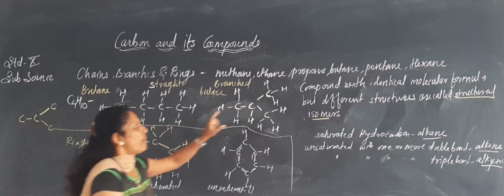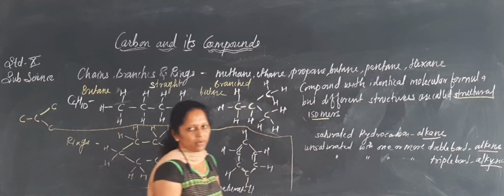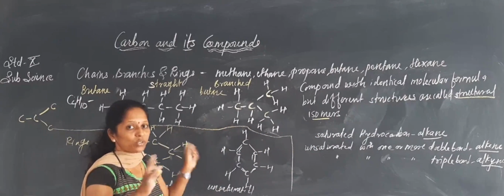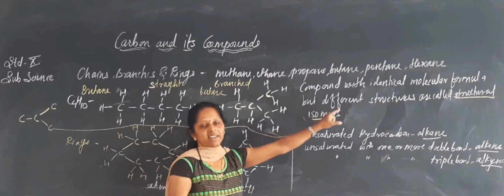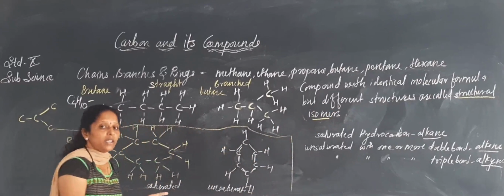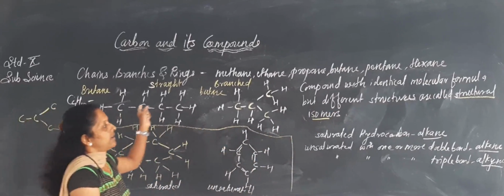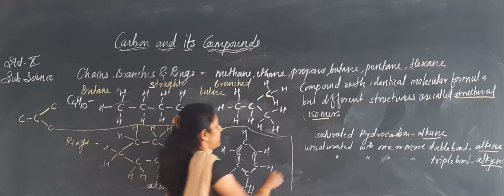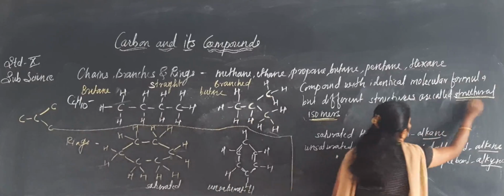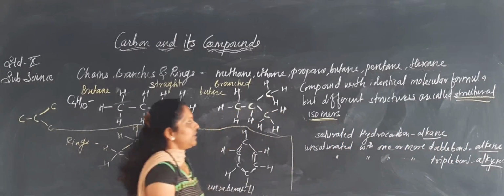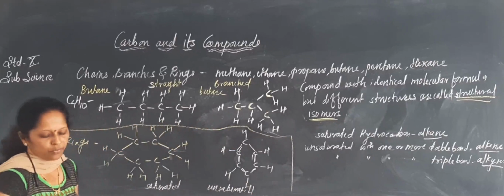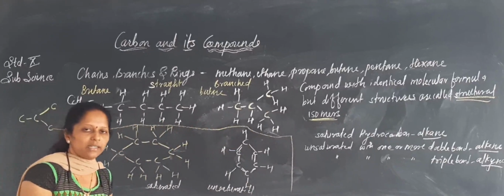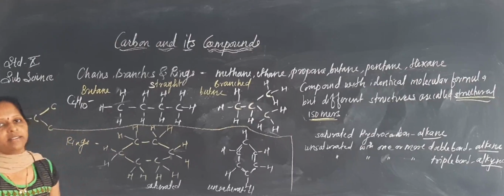And whenever compounds have an identical molecular formula, see, the molecular formula is the same, C4H10. For this also C4H10, both are butane, but different structures are there. We are getting different structures, then the compounds are called structural isomers. Whenever compounds have the same molecular formula but different structures, then they are called structural isomers.